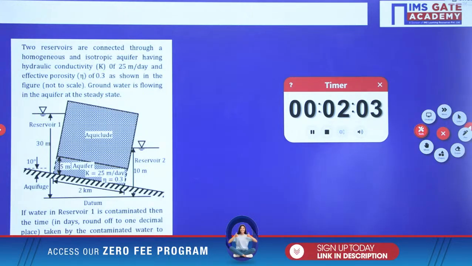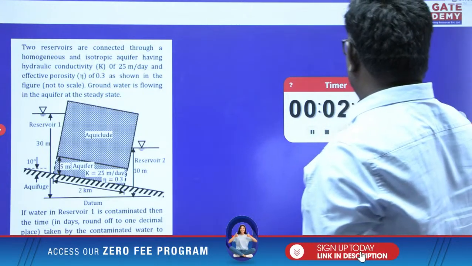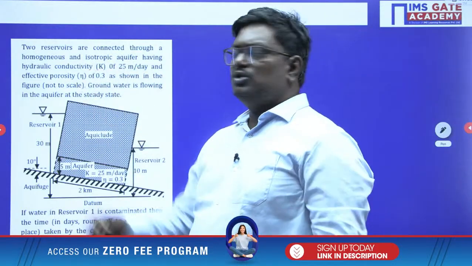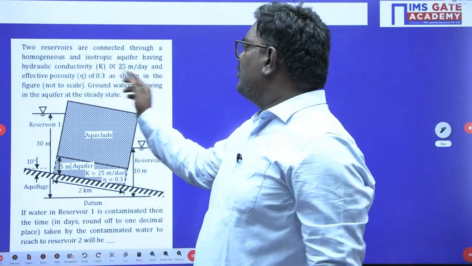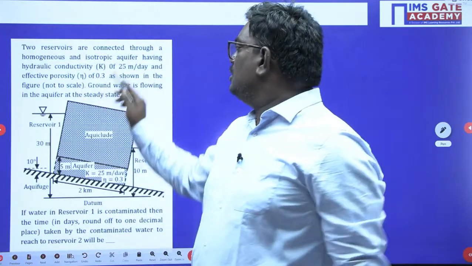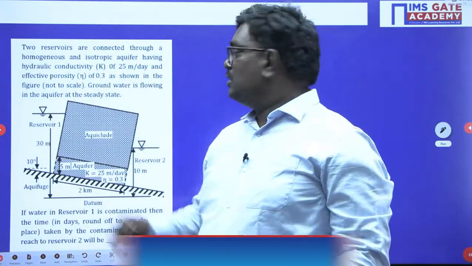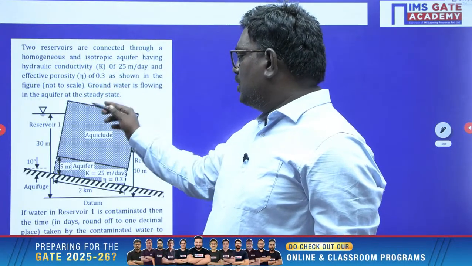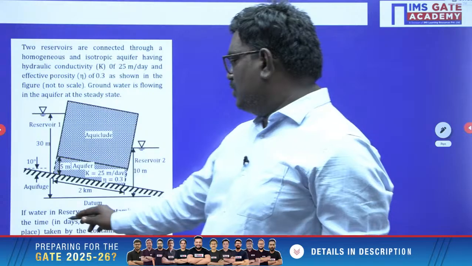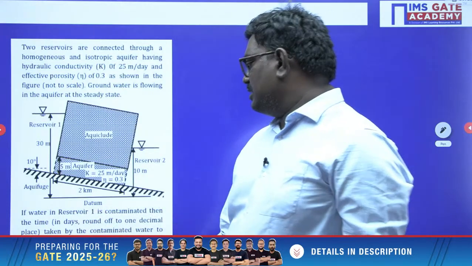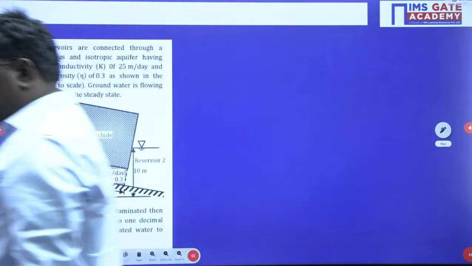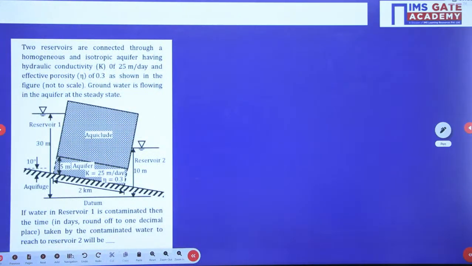Okay, students, read the question here. Two reservoirs are connected through a homogeneous and isotropic aquifer having hydraulic conductivity 25 meter per day, and the effective porosity is 0.3. Groundwater is flowing in the aquifer. If the water in reservoir one is contaminated, then find the time required to reach reservoir two. I'll give you just 2 minutes. Just think of it.